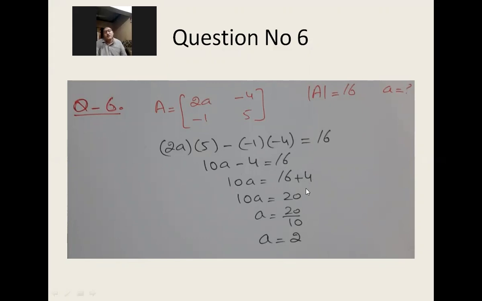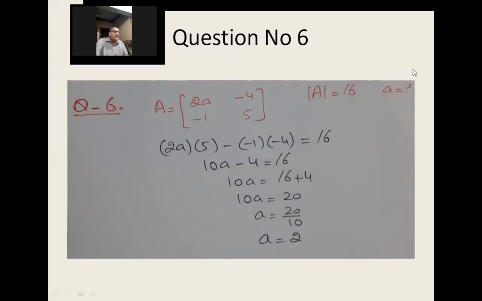Take this plus 4 to the other side, it will become minus 4. So you will have 10a equals 16 minus 4. 10a is equal to 12. So a will be equal to 12 by 10. This 10 is multiplying, when it goes to the other side, it will divide. So a will be equal to 2. So my dear students, this is how you will do question number 6.